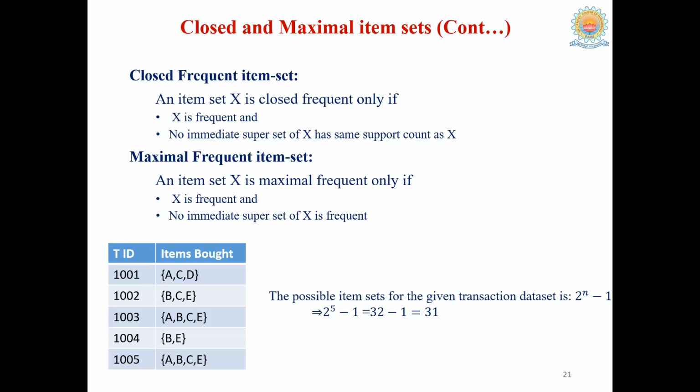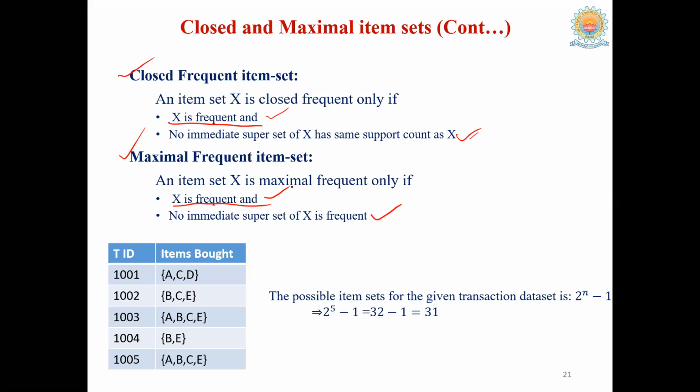So coming to the closed frequent item set and maximal frequent item set, there are two rules for each. For a closed frequent item set, the first rule is X should be frequent. If an item set X is closed frequent, the first and foremost rule is it should be frequent. And next, no immediate superset of X has the same support count as X. Again, for a maximal frequent item set we also have two rules. The first one is X should be frequent, and the next one is no immediate superset of X is frequent. So for both, the first rule is common.